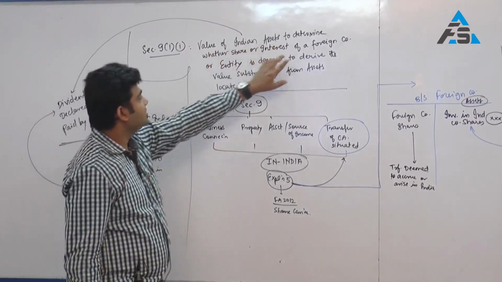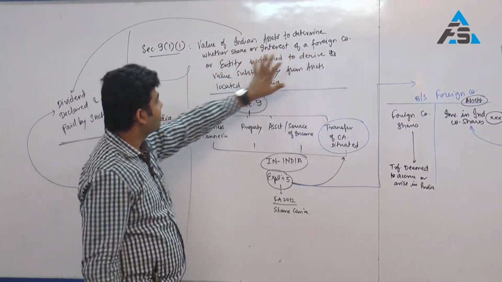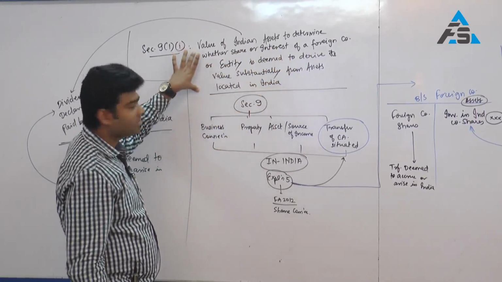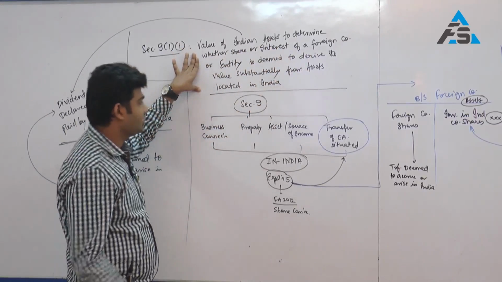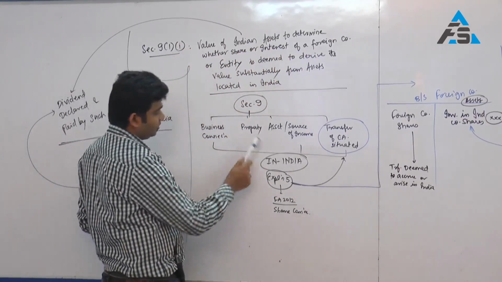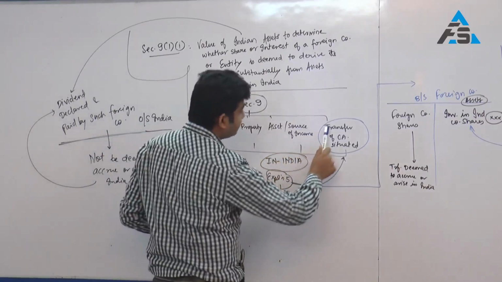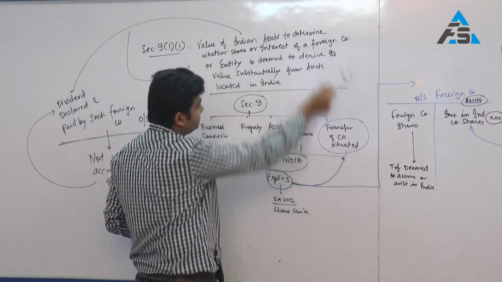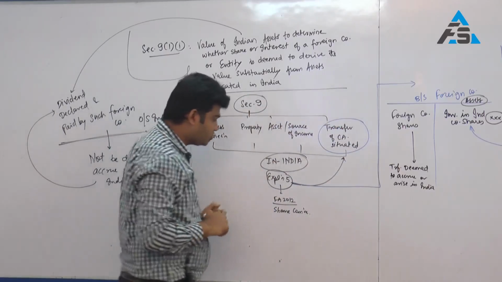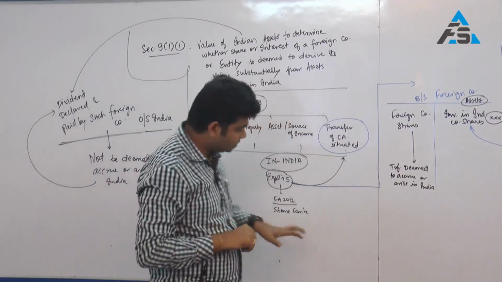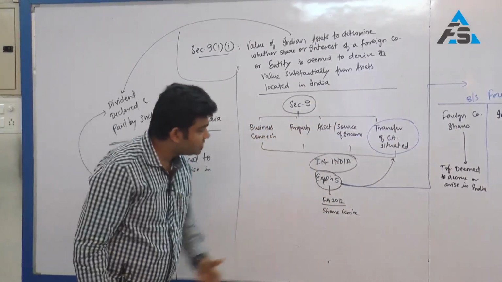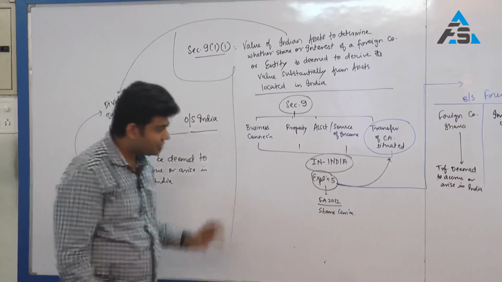Value of Indian assets to determine whether share or interest of a foreign company or entity is deemed to derive its value substantially from assets located in India. From the heading, we do not understand anything. Alright, hold on. What does section 9 say? Section 9 says that any business connection in India, property in India, asset or source of income in India, transfer of capital assets situated in India, this is where I will link things to, will be considered as deemed to accrue or arise in India. Finance Act 2012, Shome Committee, Parthasarthi Shome, they introduced this Explanation 5, which stands as under.